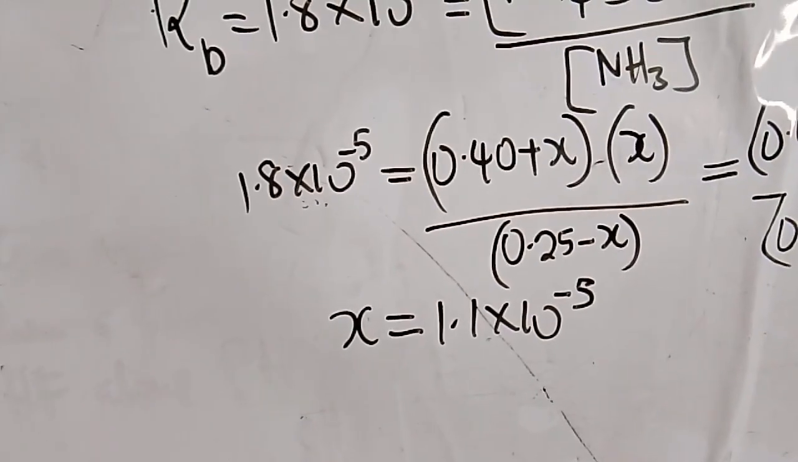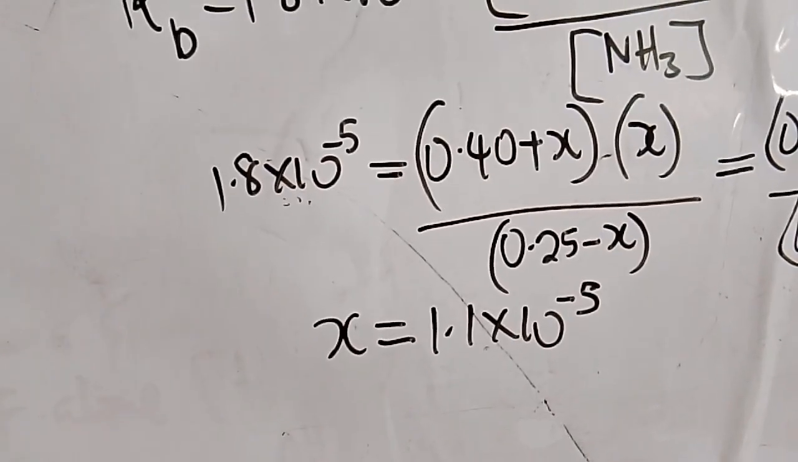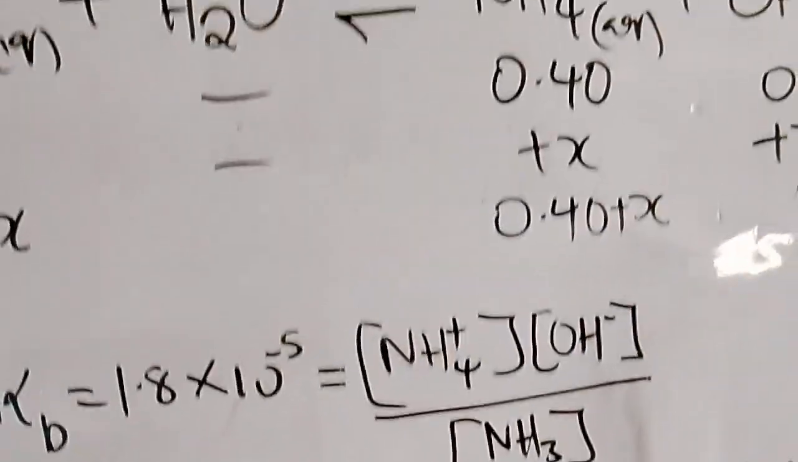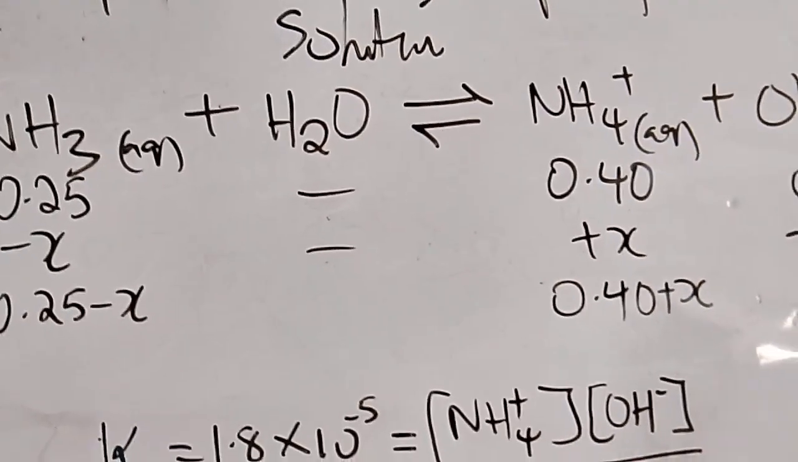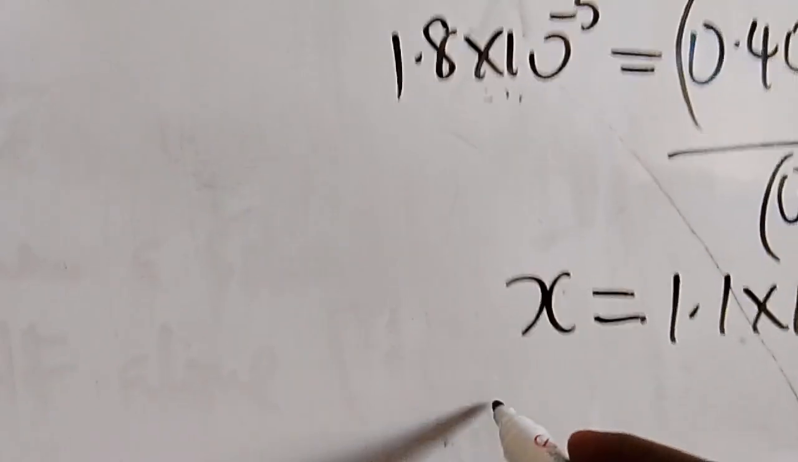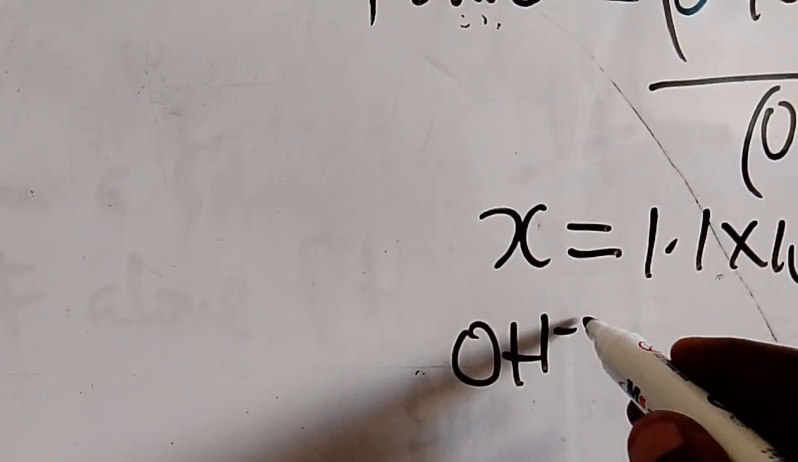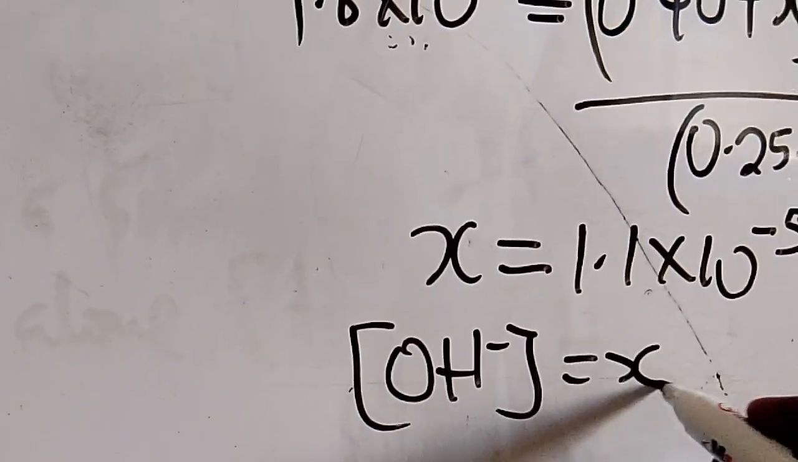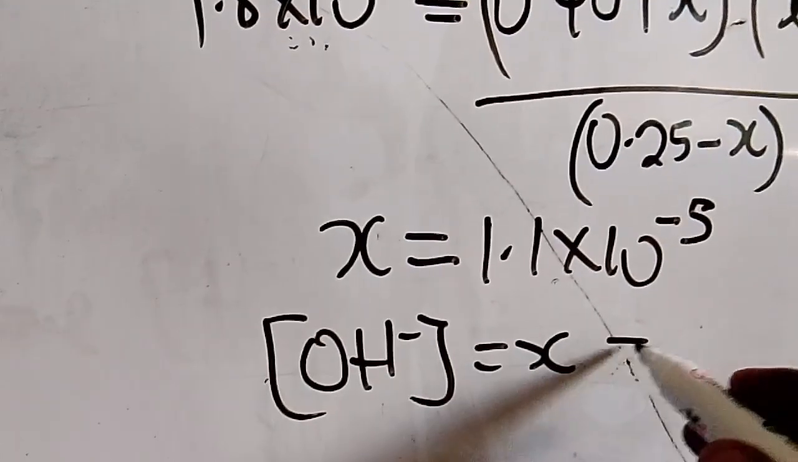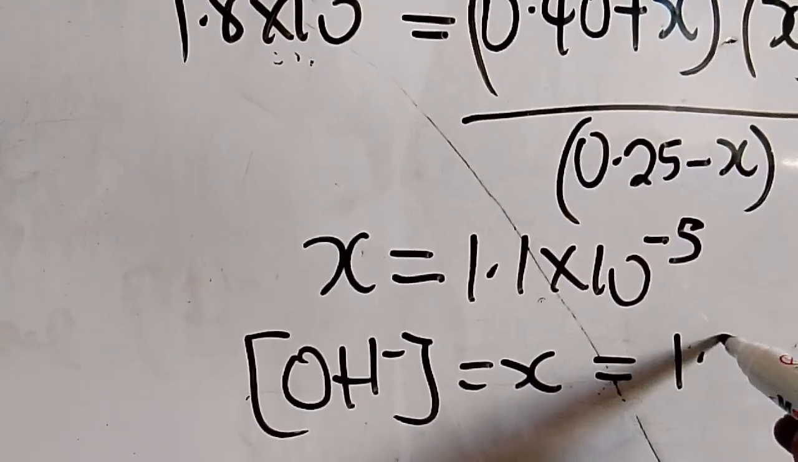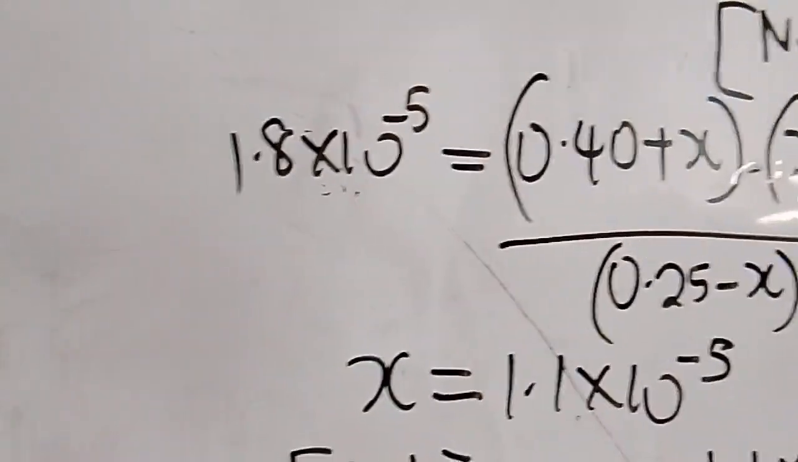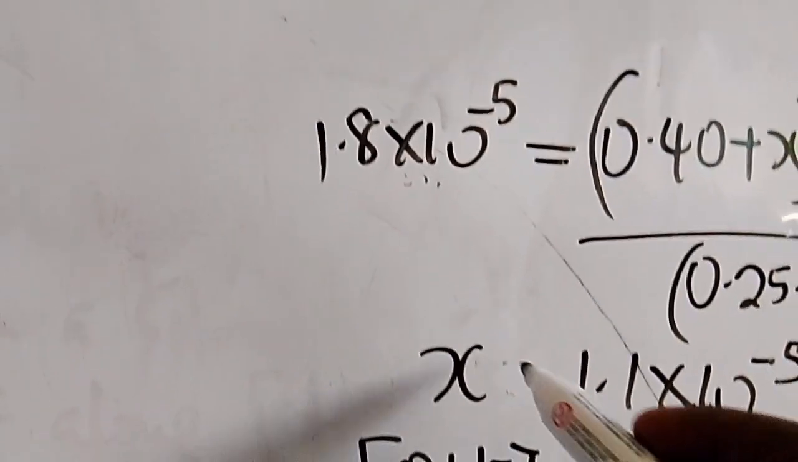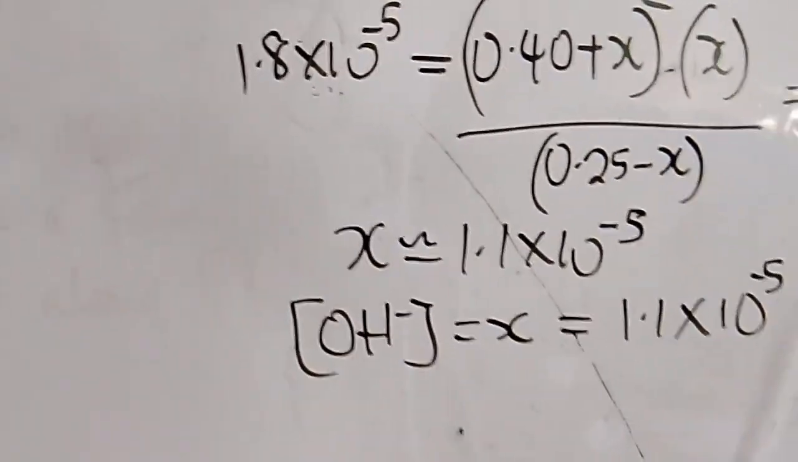So this is the value of x. Okay, so now when we go to the table, the value of x corresponds to hydroxide ions. Hydroxide ion concentration is equal to x from the table, which is now equal to 1.1 times 10 to the power negative 5.